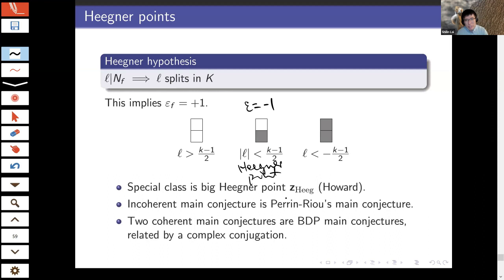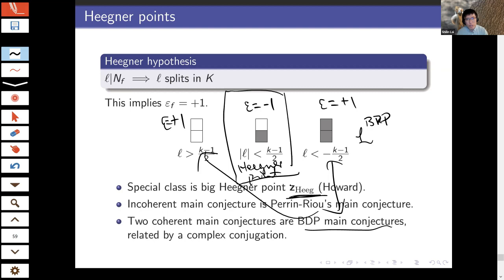which can be interpreted in Hida family by the work of Howard. Those two are the coherent cases. They should have p-adic L functions, which are the BDP p-adic L functions. So we have the BDP main conjecture, which corresponds to those cases. And in the middle, we have the parallel weight main conjecture. And this is exactly what Francesc said. Those main conjectures are equivalent because we know Heegner points exist and are non-vanishing.